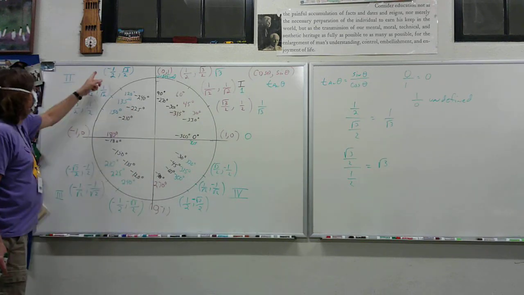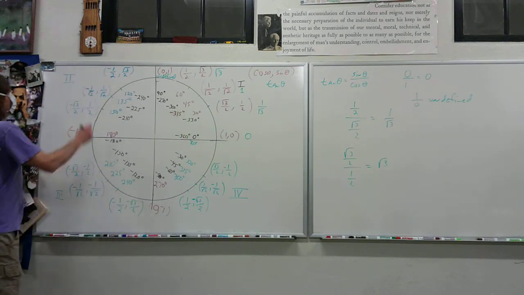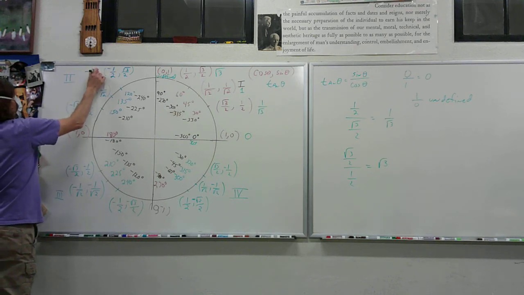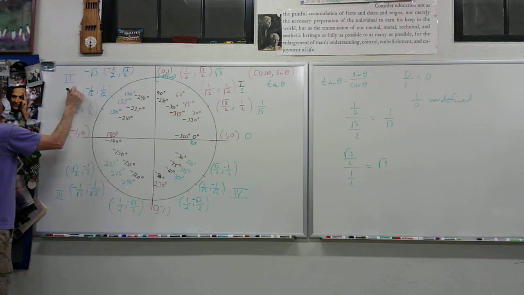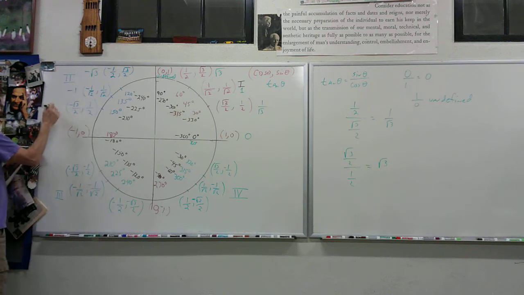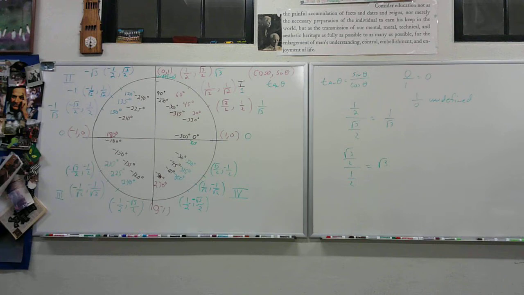The tangent values get really easy back here. This is just what? Negative square root of 3. What's this one right here? -1. And what's this one? -1 over square root of 3. Yeah, 1 over square root of 3. See how easy that is? And this one's 0. Because 0 over -1 is still what?